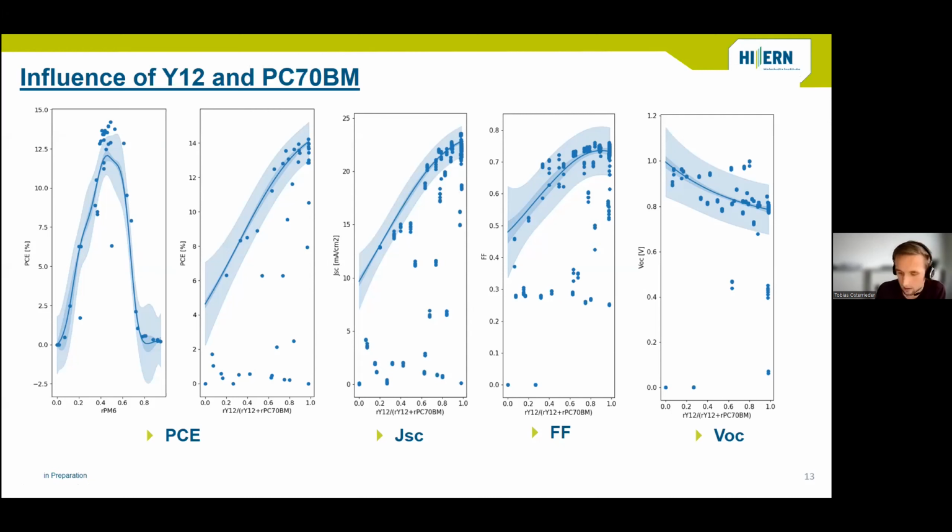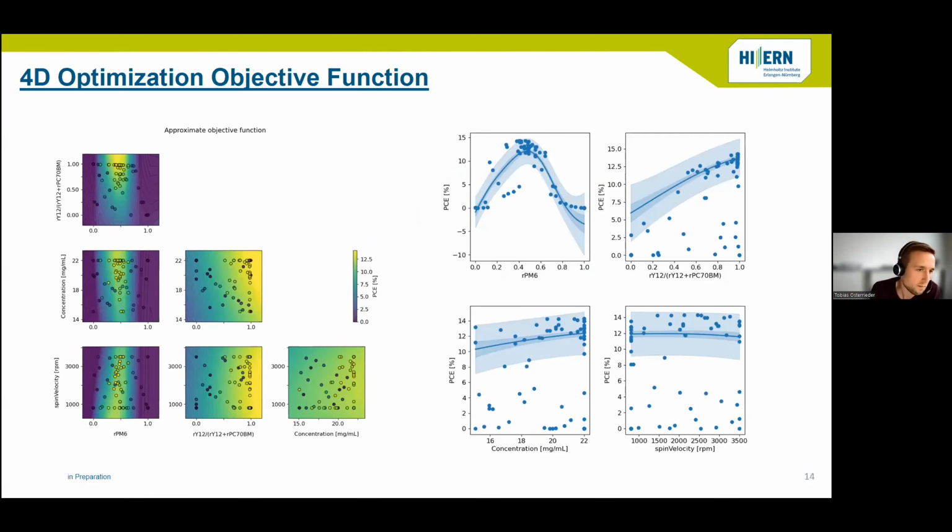So if we look at the 4D optimization, it gets harder to plot if you add another dimension, of course, but it's the same plot. So now here we are plotting each target against each other for the objective functions. And you can see on the left top plot, it's the same as for the other ones.